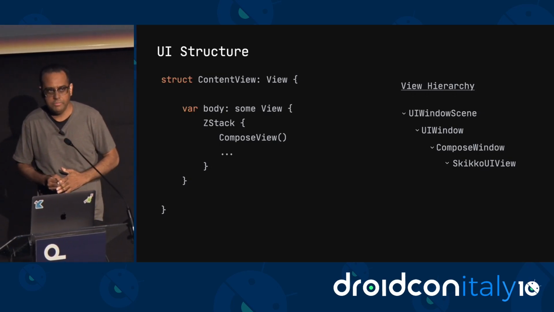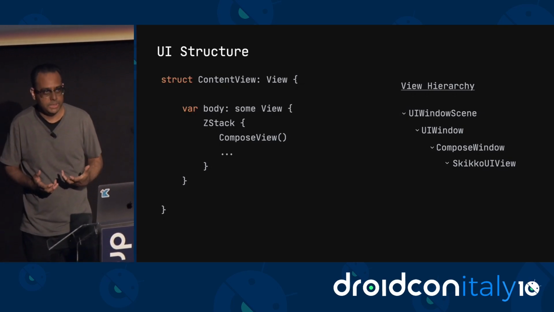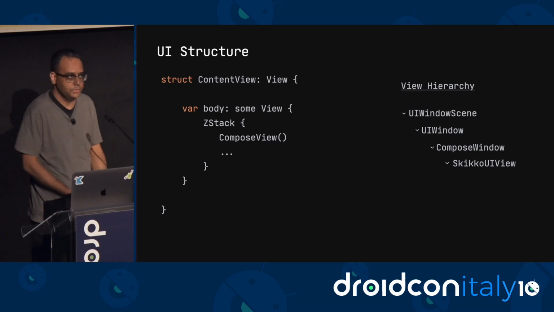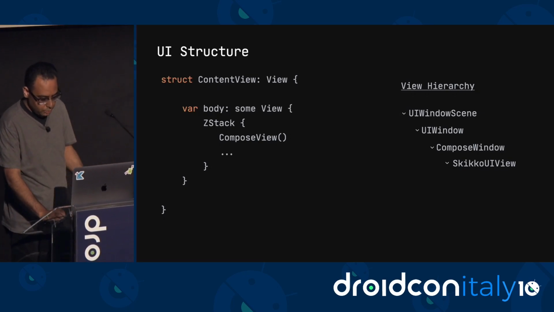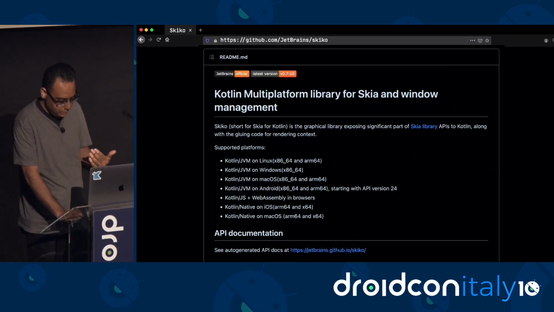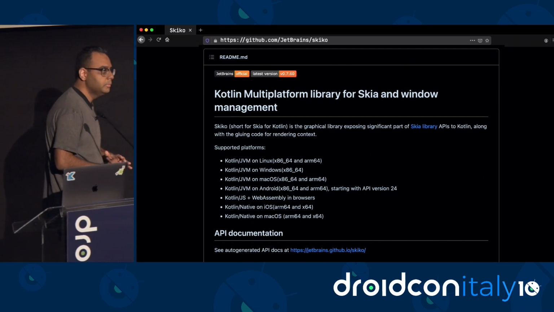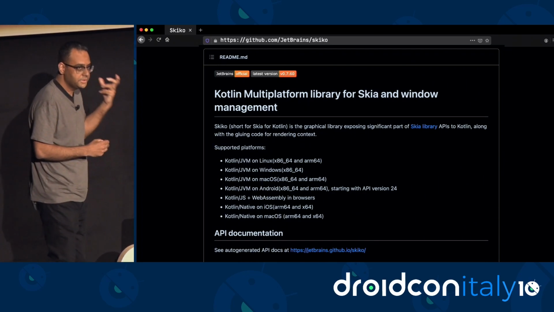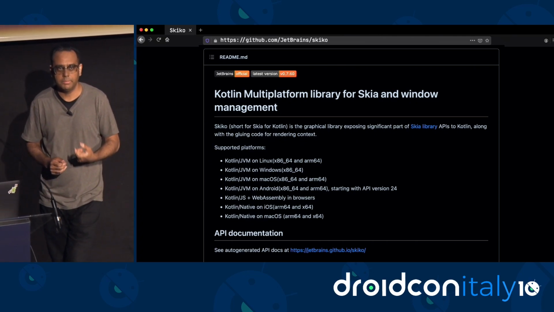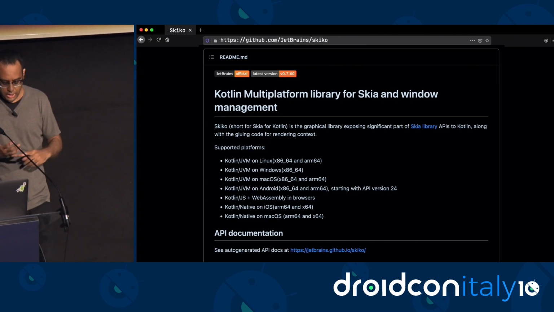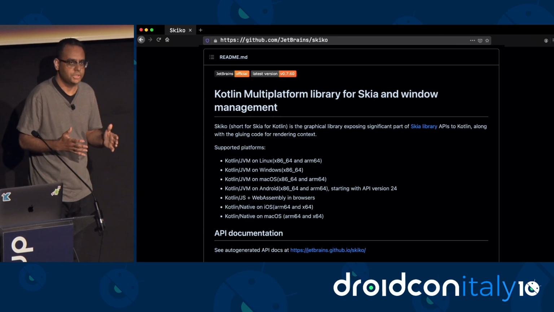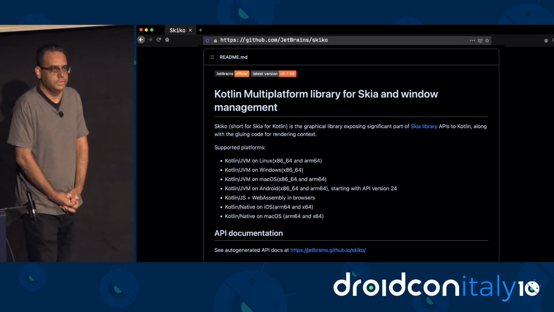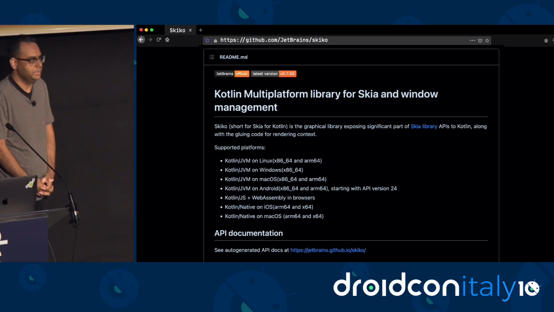That Skiko UI view is the layer that maps between what you want to show in Compose and the actual drawing. So what does Skiko mean? Skiko is a Kotlin Multiplatform binding library for something called Skia. Skia is a multi-platform library for drawing lines, circles, etc. And how many of you have used Skia? All right, great. So we have hands, which is always good.